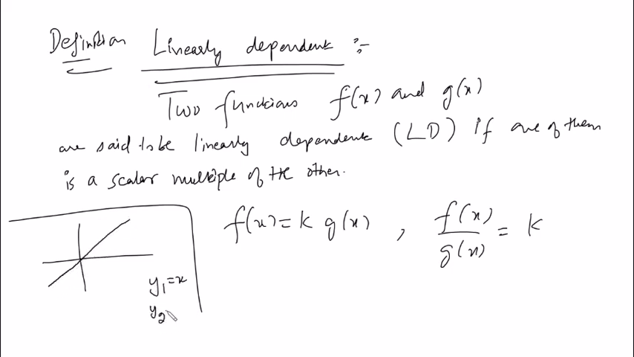And then I give you another function, y2 is 2x. So y2 is 2x will have a greater slope. So the point is, one of them is a scalar multiple of the other. Like 2x is just 2 into x. Okay, maybe I can't explain it this way.